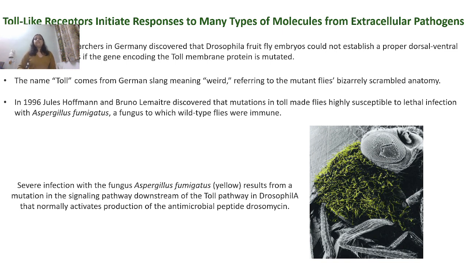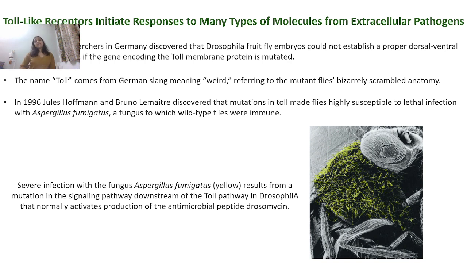So they termed this as weird. This toll, from a German slang, means weird, referring to the mutant fly's bizarrely scrambled anatomy. So this toll-like receptor means weird because when they mutated this protein, they saw a very weird kind of anatomy in this Drosophila. So after that, they found first that this toll membrane protein is responsible for this dorsal ventral axis.